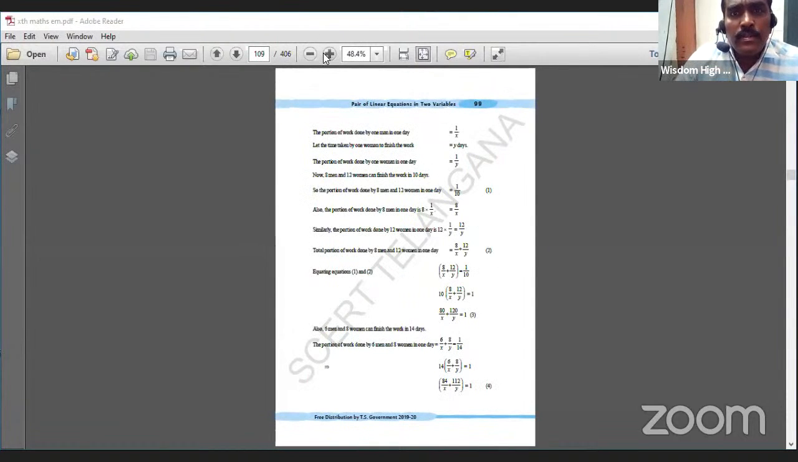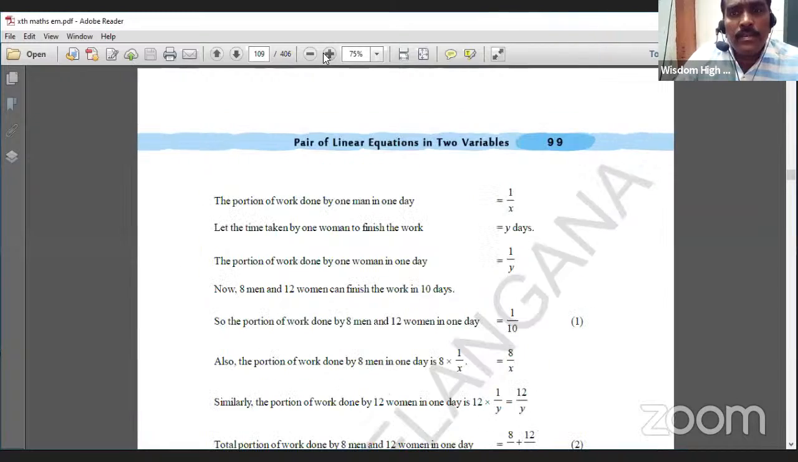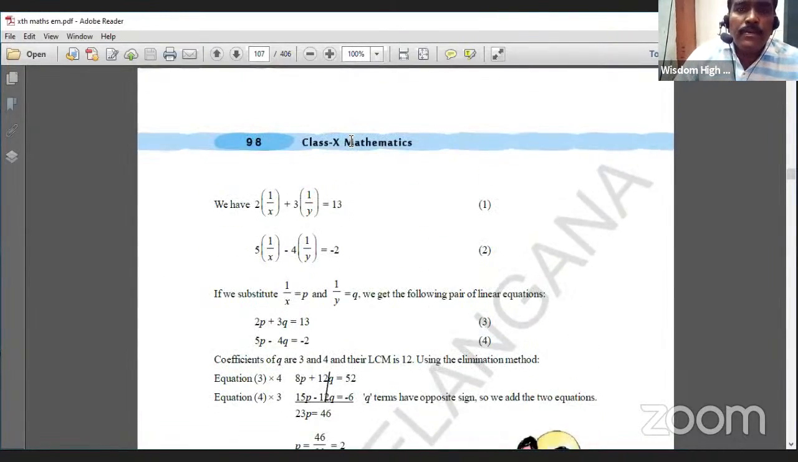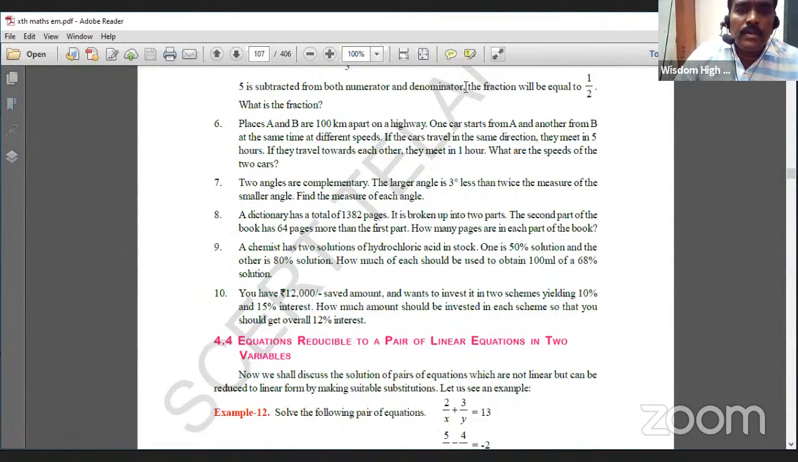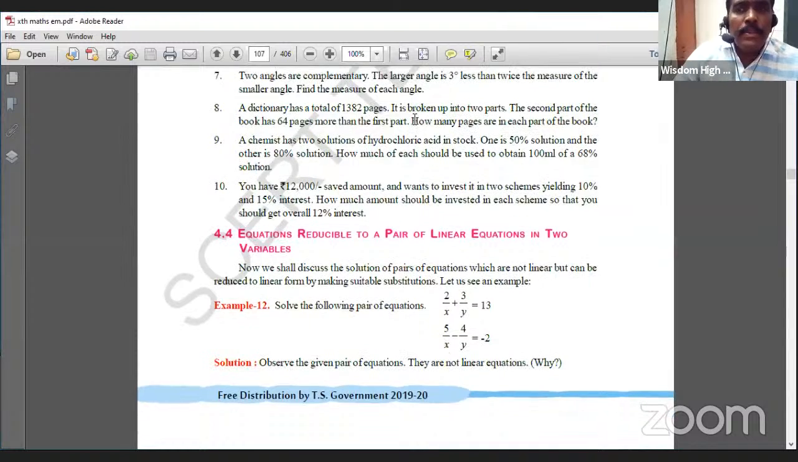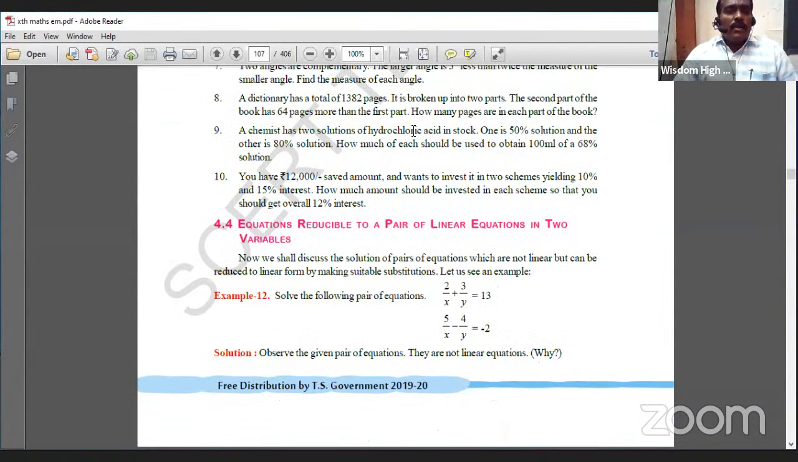Okay, students, you have to listen. Then we completed 4.2. Today we have to discuss this 4.2 topic. Everybody look into this and try to understand this. See here, the equations. Everybody look at here and try to listen. If you do not understand, ask me.